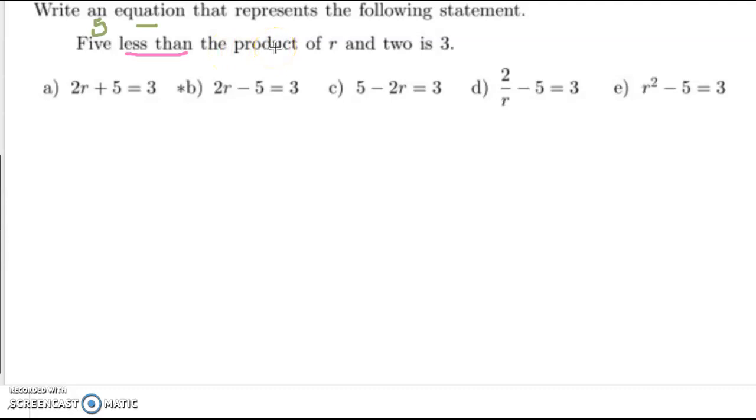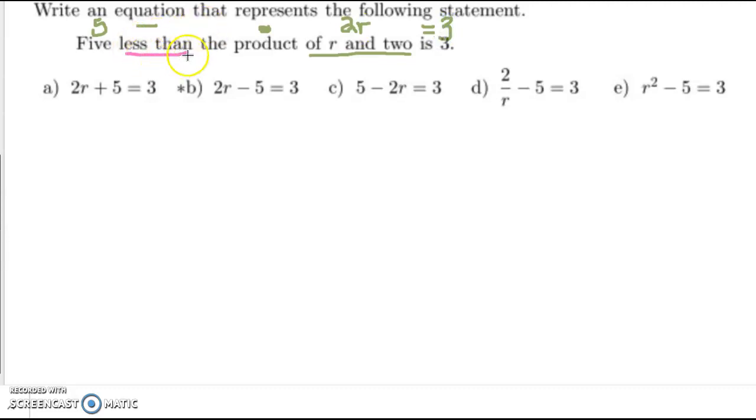Well, product means multiplication. So I'm just going to put a dot above it because it means multiplication. But this of R and 2 tells me what I'm multiplying. So because the product is of R and 2, that would mean 2 times R, okay? So 2R means product of R and 2. Is, another word for is equals. That's the symbol that represents the word is. And 3 is just written as 3.